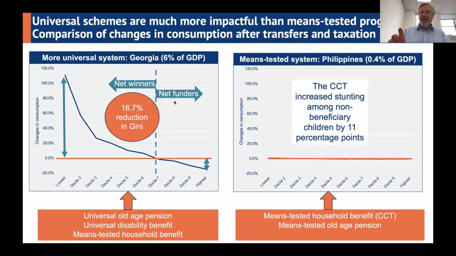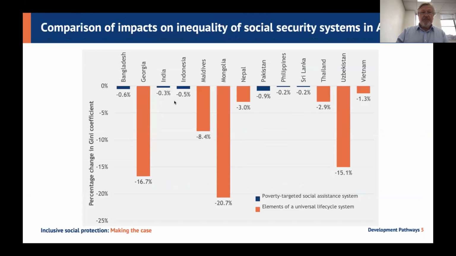And interestingly, this conditional cash transfer program has been shown in a World Bank study to actually increase stunting amongst non-beneficiary children by 11 percentage points. That's because of a distortion in prices on high protein foods, but I don't have time to get into that. But this means tested programs can cause a lot of damage to households in different ways.